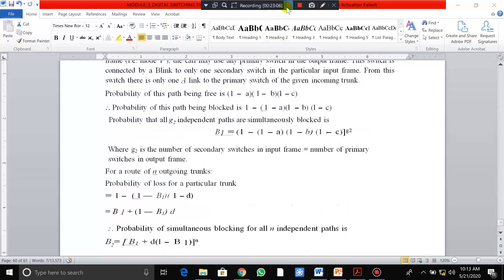Okay, this completes your whole portion of the digital switching system. So this completes your module number 3. Till now we have discussed module number 1 first, module number 2, then module number 5, then module number 4, and now we have completed module number 5. So before going to the next topic, let us revise what we have discussed today in class.